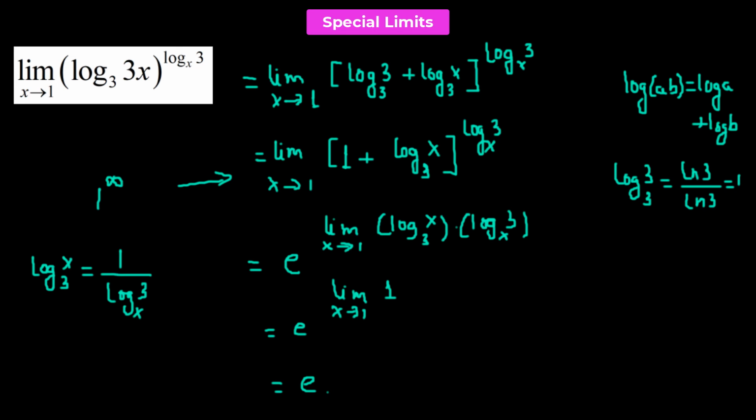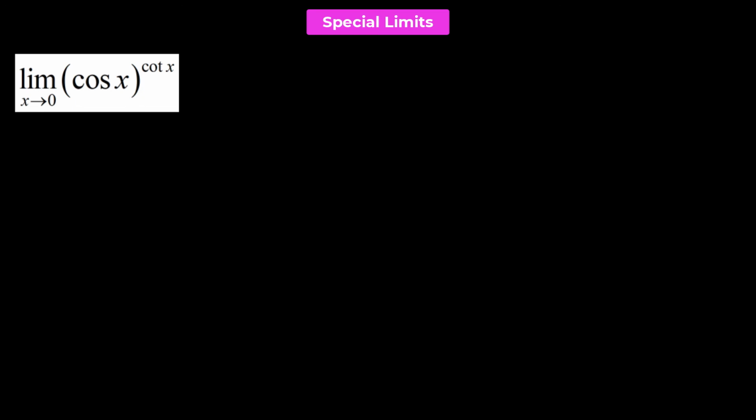So let's go to the next problem. Here we have the function cosine of x raised to the power of cot of x. We need to find its limiting value when x approaches 0. Clearly, when we substitute the value of x, we have cosine of 0 raised to the power of cot 0. The cosine of 0 is 1 and cotangent of 0 is infinity. So we're getting an indeterminate form of 1 raised to the power of infinity.